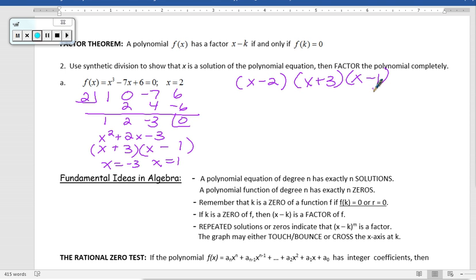Fundamental ideas in algebra. Basically, we know all this. It's just saying if the degree is 3, for example, the example number 2, then you will have 3 solutions to that polynomial. It's just also saying if k is a 0, the remainder will be 0. And we talked about last unit that if it's repeating evenly, it could bounce off the graph or pass through looking like a cubic. All right.